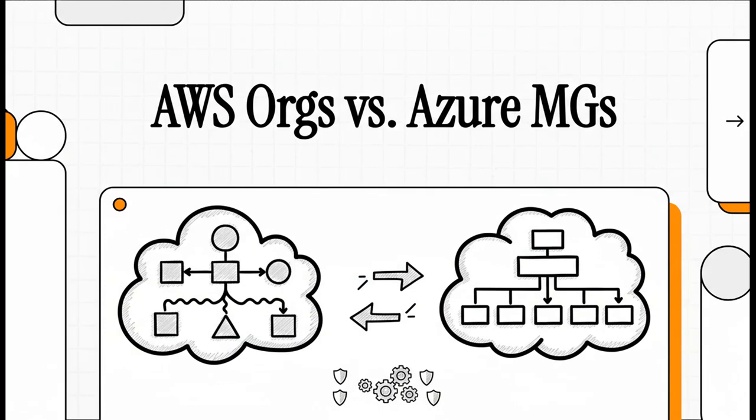All right, today we are diving deep into how you manage a massive cloud environment without everything catching on fire. We're talking about AWS Organizations versus Azure Management Groups. We're going to look at how these two cloud giants tackle the exact same problem, but with completely different playbooks.